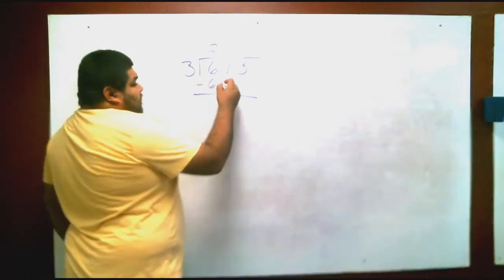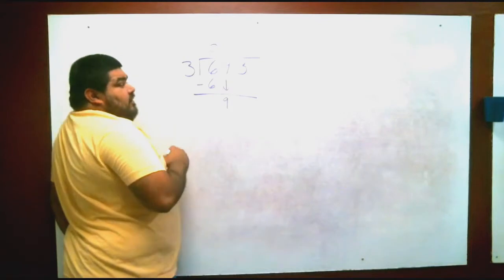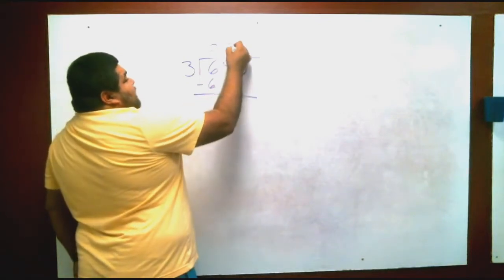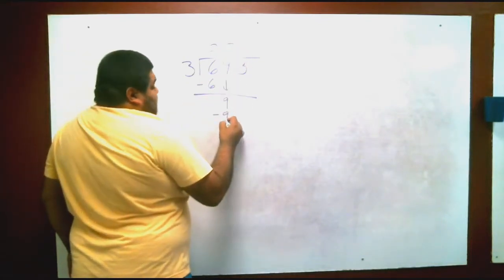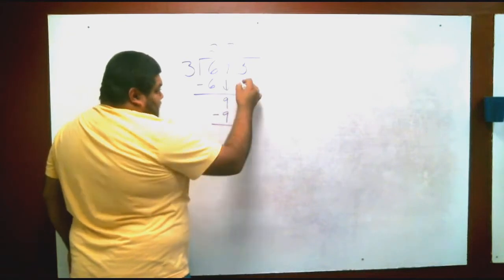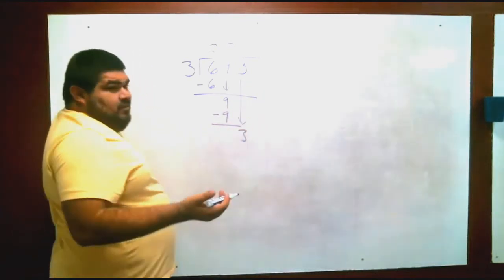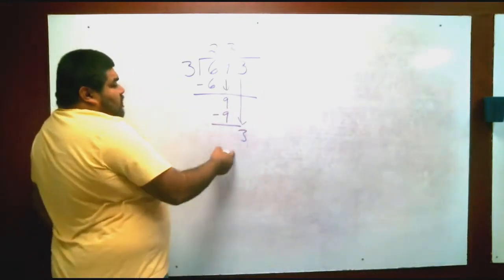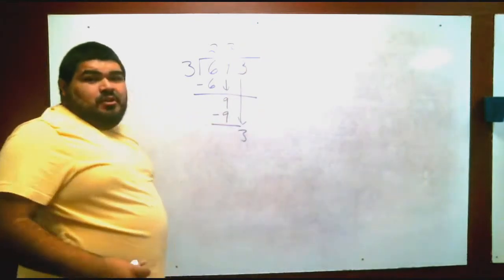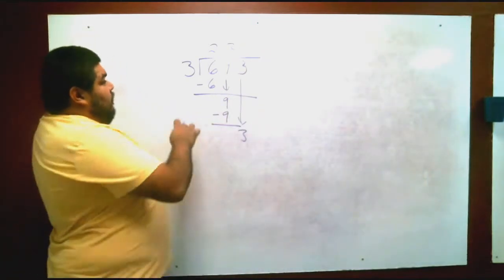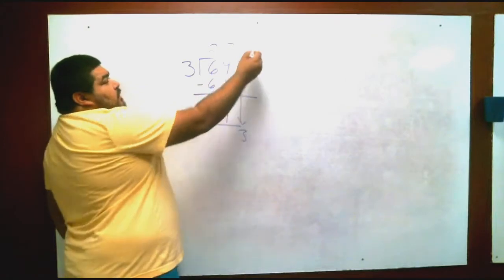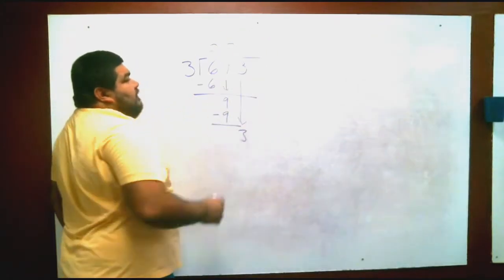So we have 0, we bring down the 9. 3 can go into 9 3 times, minus 9. Again, we bring down the 3, right? And then 3 can go into 3 one time. So your answer is 3 can go into 683 231 times.